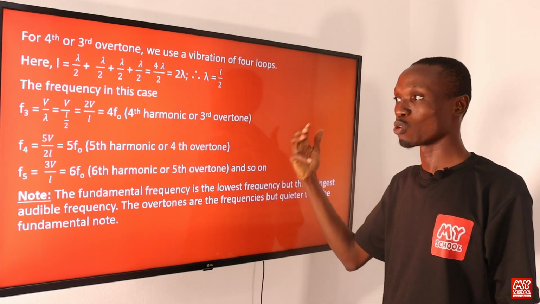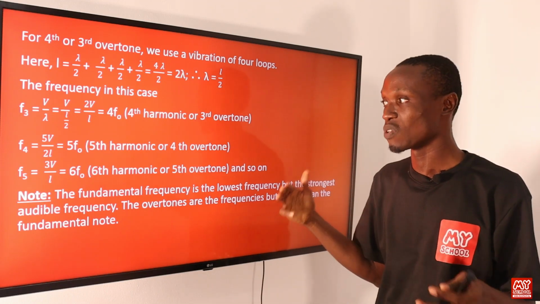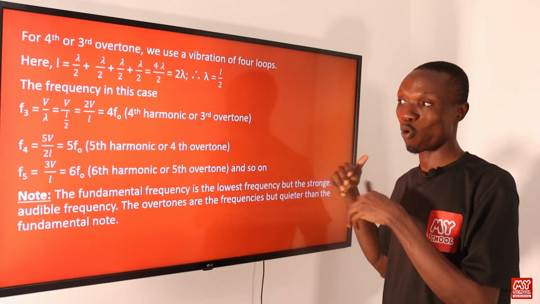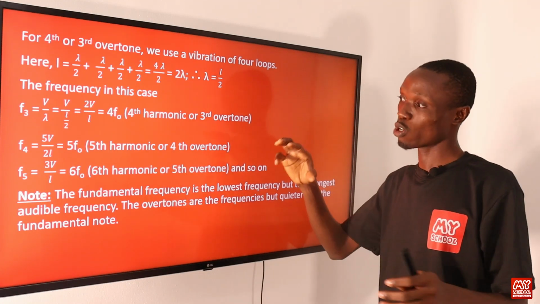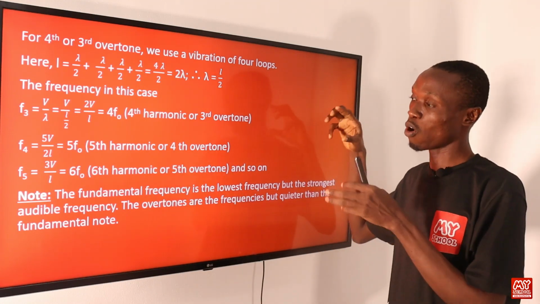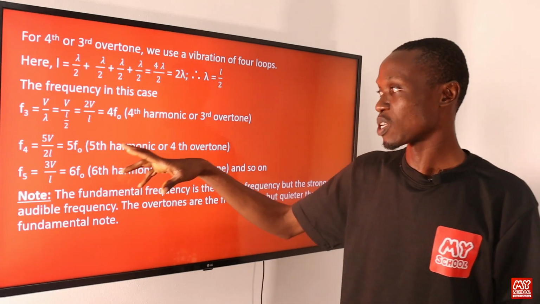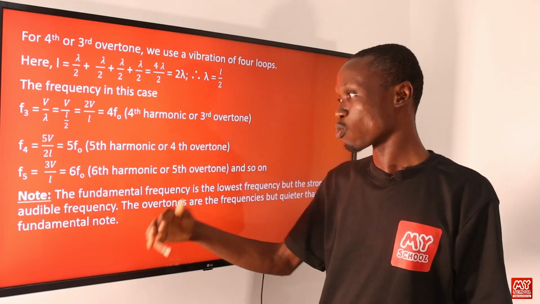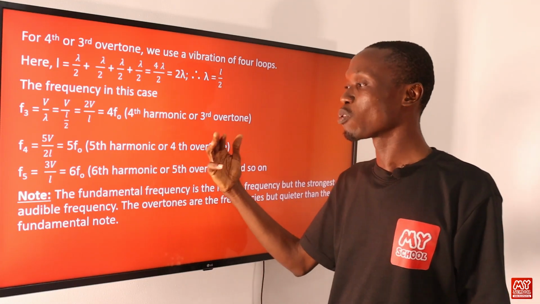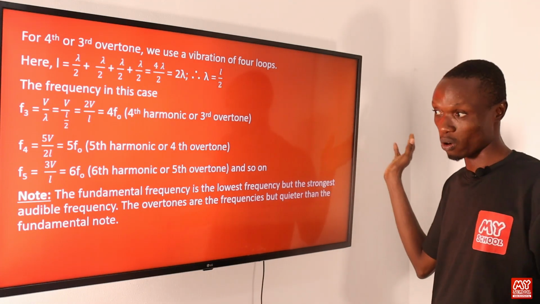Of course, we can continue to increase the number of loops in order for us to obtain the fifth harmonics or the fourth overtone. If you want to obtain the fifth harmonic, it's just for you to increase the vibration of loops to 5. So that will give us the fifth harmonics or the fourth overtone. So we just follow the same step. If we want to obtain the sixth harmonic, we just increase the number of loops to 6, right? And so on, right?